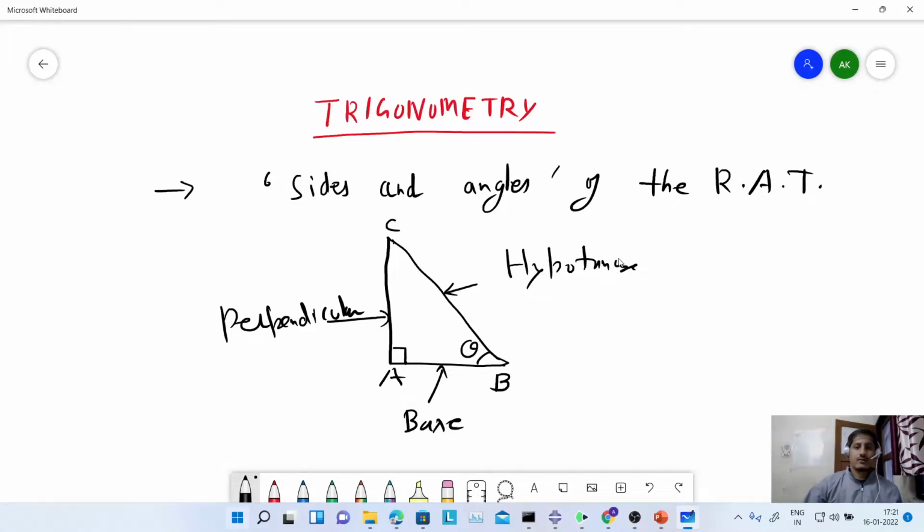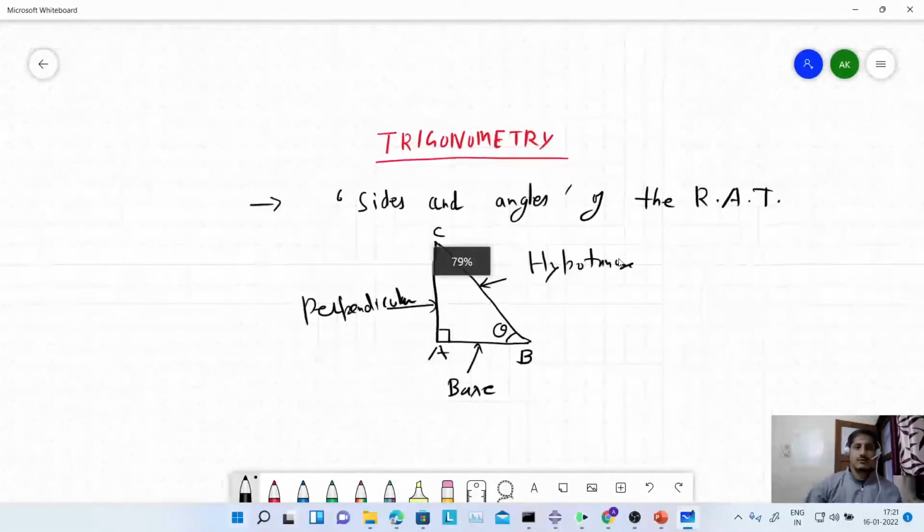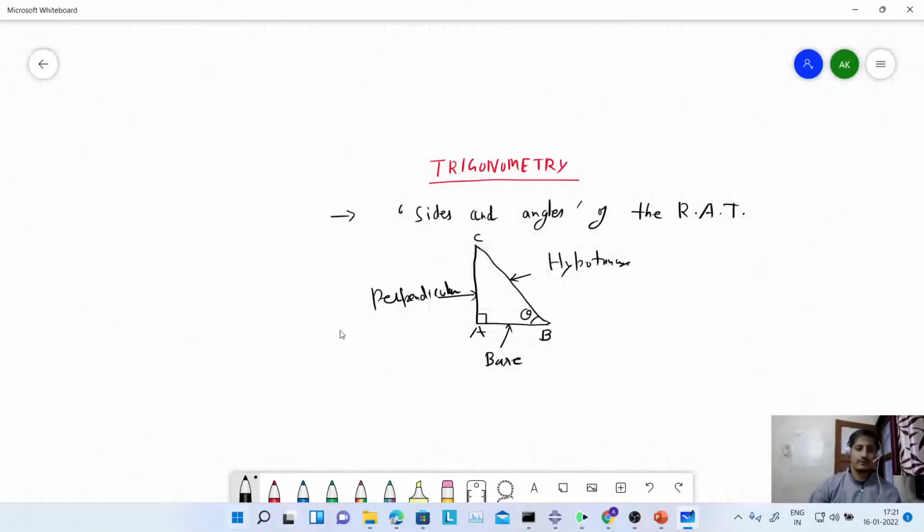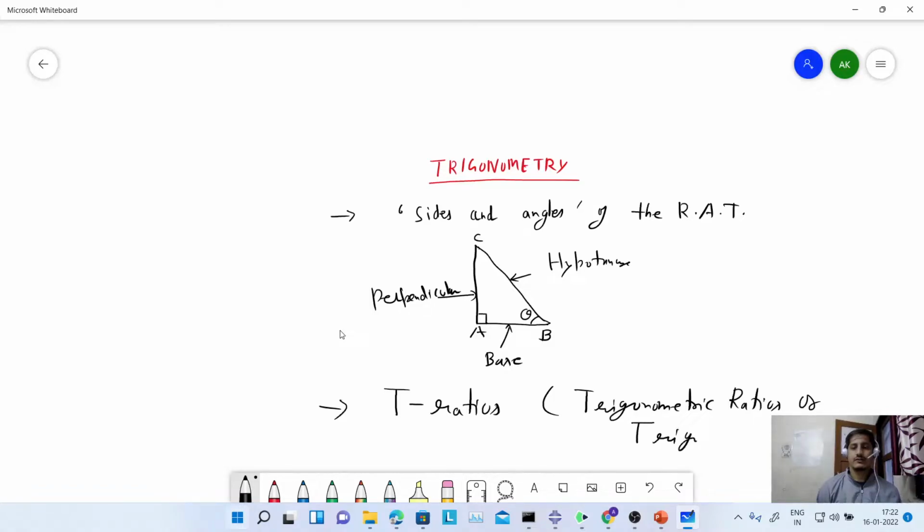So we learn trigonometry with the help of T ratios, that is also known as trigonometric ratios, or trigonometric functions.